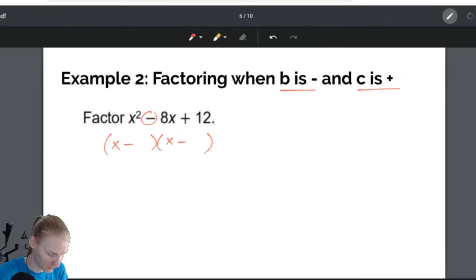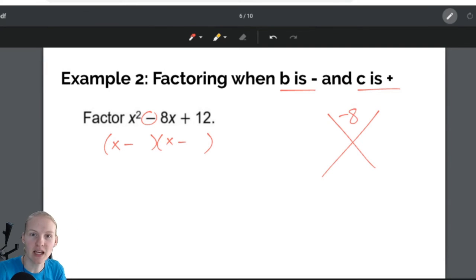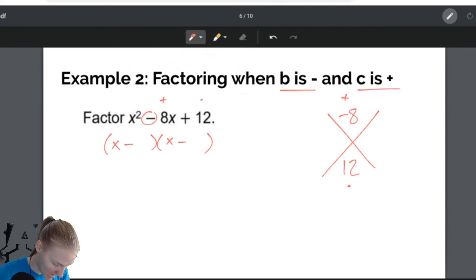Awesome. Okay, let's make our x again, and I'm going to put b up here, -8 up here. So I need to add to get -8, and I need to multiply to get 12. Remember, multiply to get this one and add to get this one, always. So now I'm just going to go through and see what the factors are. Hey, I wanted blue.